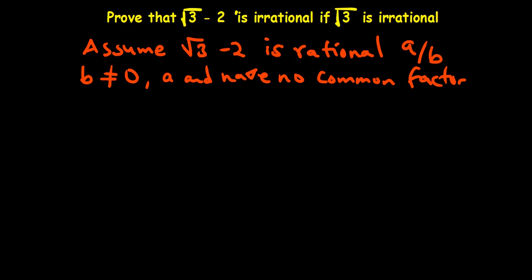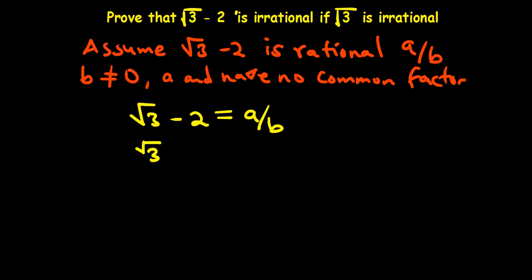So we'll say root of 3 minus 2, as we said, can be expressed in the form a over b. That's our assumption. We're saying it can be expressed in the form a over b, where a and b have no common factor. And of course, b is not equal to 0, because if it's equal to 0, that would be undefined. So now, we already know that root of 3 is irrational, so we can just remain with root of 3 on this side.